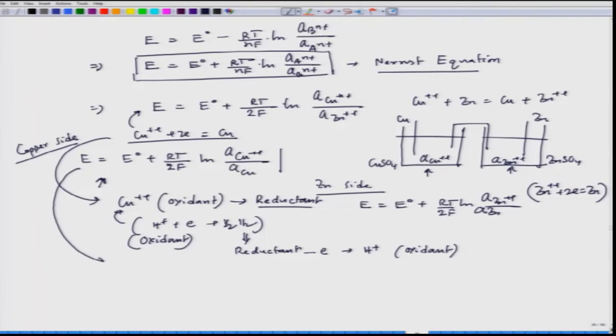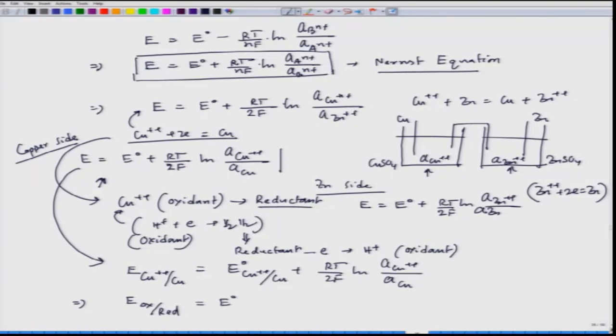Now, from this, can I not write E, since I am converting copper plus plus to copper. So, I can write E copper equal to E0 copper plus plus copper plus RT by 2F ln activity of copper plus plus over activity of copper. In general, can I not also write this? This is a generalized form.